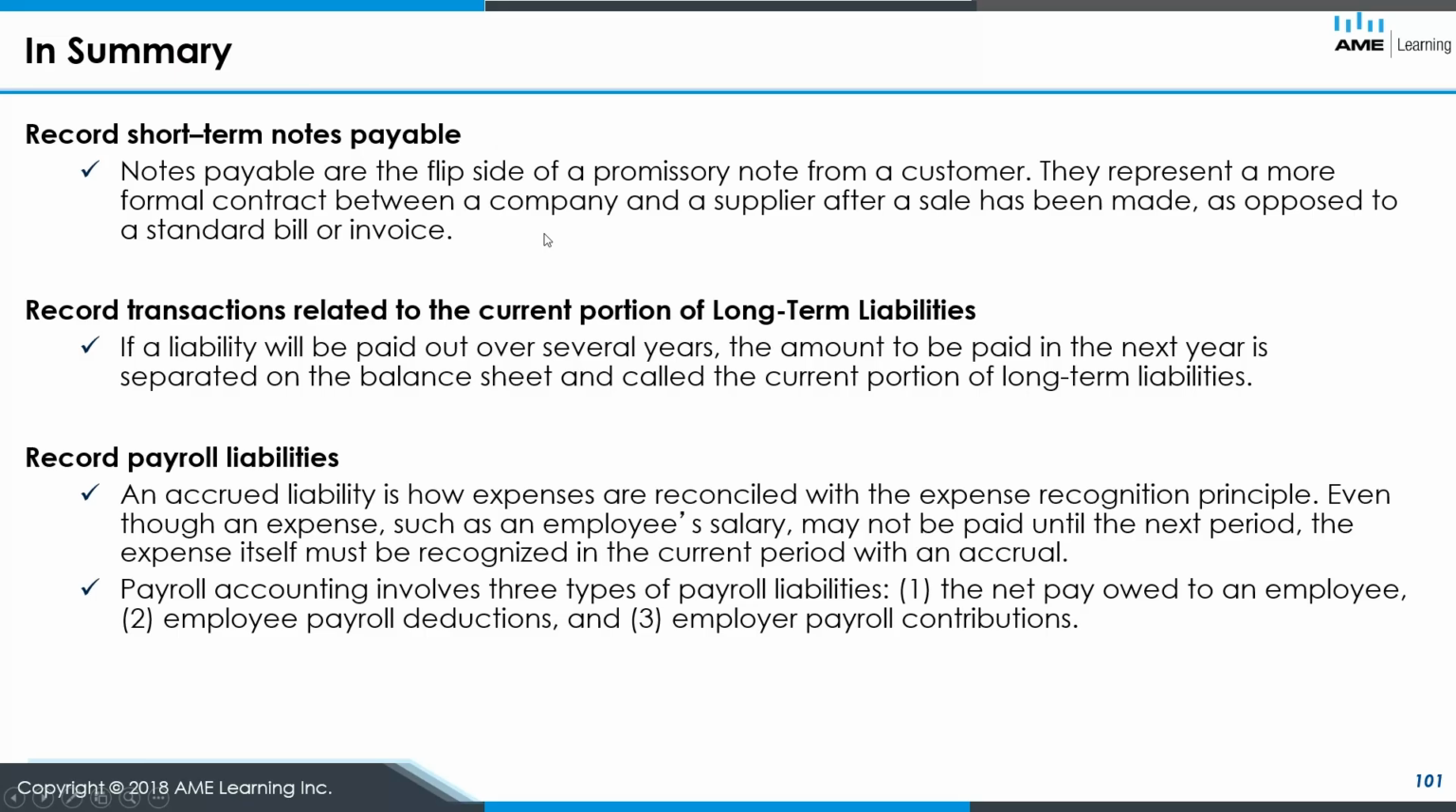Short-term notes payable is just understanding that there's, let me separate this out. The current portion of long-term liabilities is the amount of a note payable, for example, that will be paid out over the next 12 months. Whereas there are certain short-term notes payable, and these can be more short-term, like it says, less than 12 months, and so on and so forth.